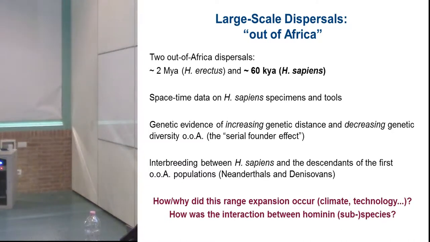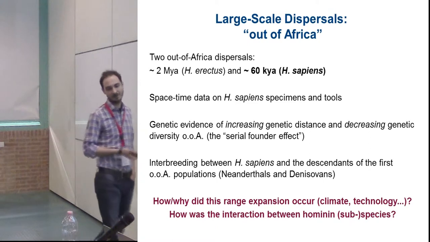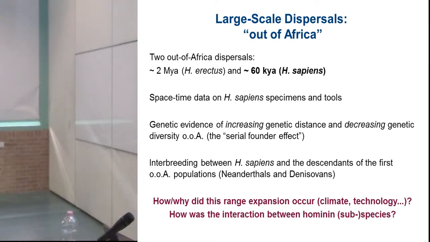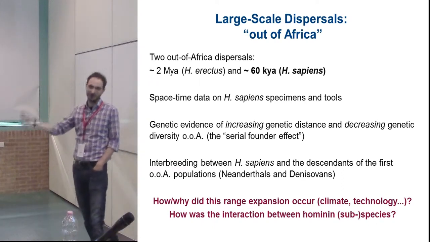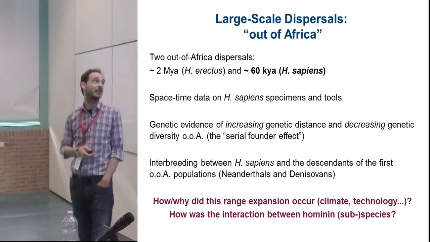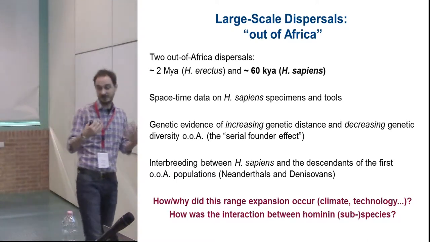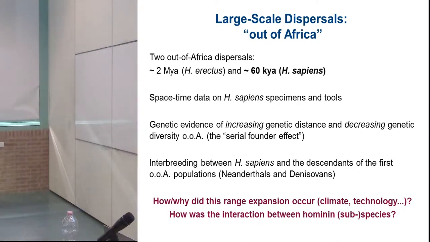So the questions that we'd like to ask and hopefully answer are: how and why did this range expansion occur? What were the drivers? Was it climate? Was it technological advances? Was it some other kind of evolutionary advantage that Homo sapiens had? And what characterized the interaction between these subspecies when they met each other during this range expansion?